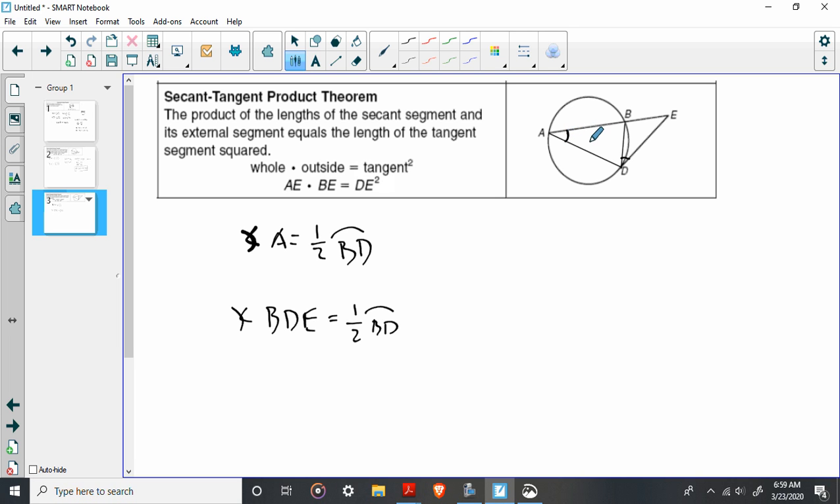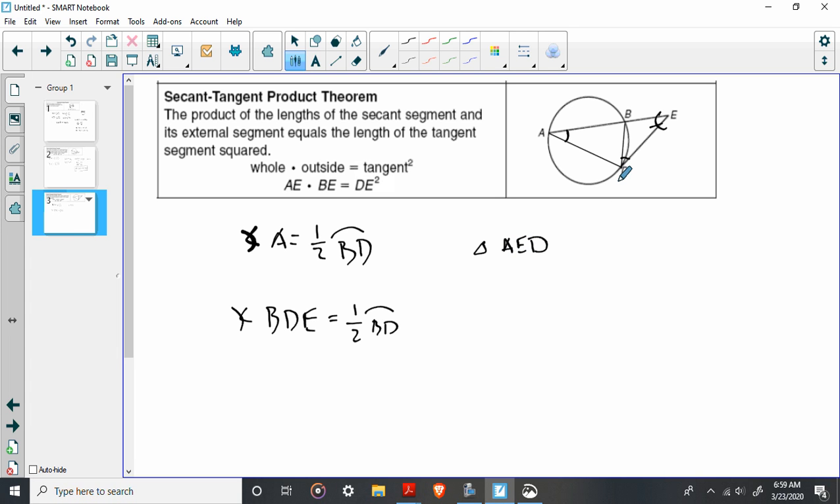So now I'm looking at two different triangles here. I know there's 1, 2, 3 triangles. I want you guys to focus on triangle AED, this big whole triangle right here, and then the smaller triangle DBE. If you look at those, they also both share angle E. So we have the two angles that we need to prove similarity.